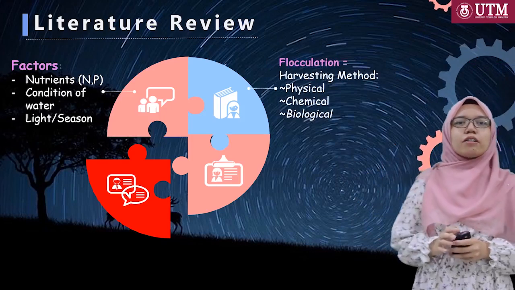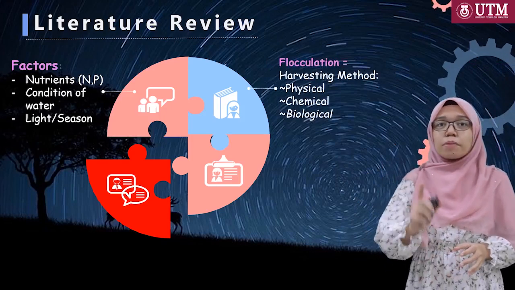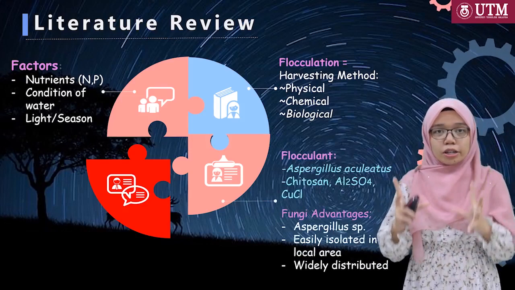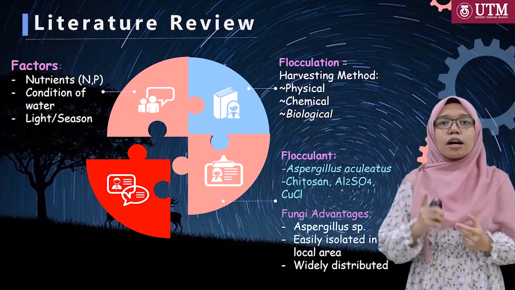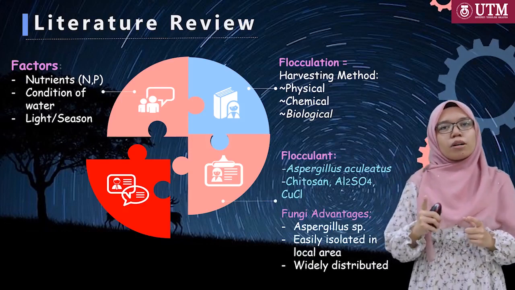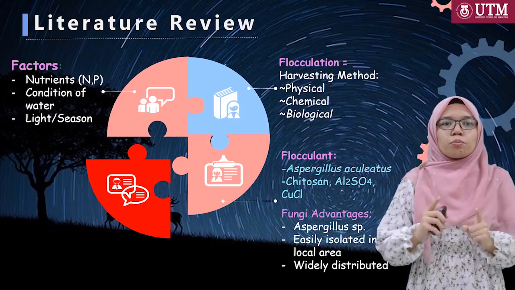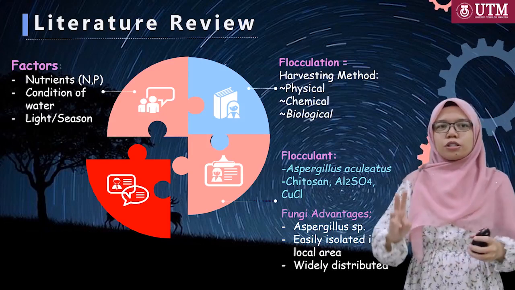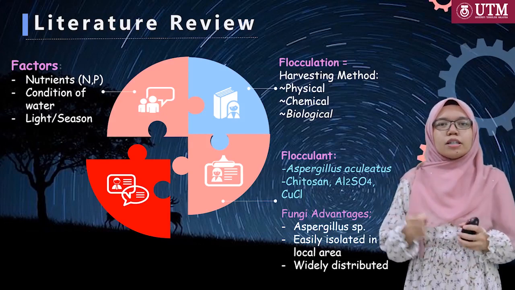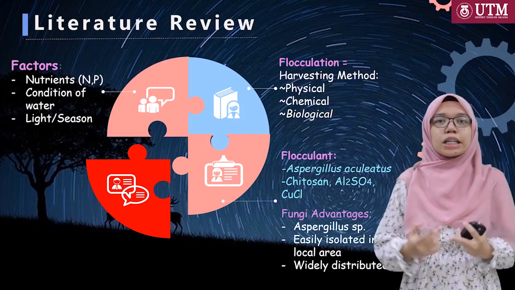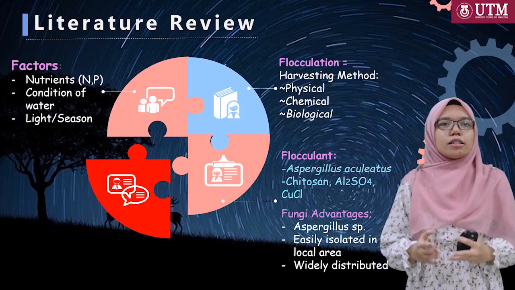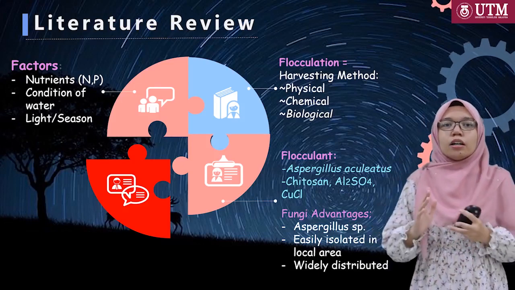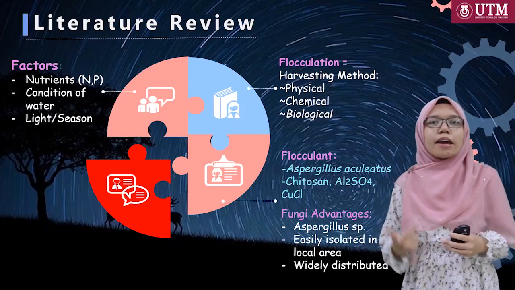As mentioned previously, there are 3 methods of flocculation, but in this project, the fungal biological method is the main focus, while chemical flocculants are used for comparison with the biological method only. So, the biological flocculant used is Aspergillus aculeatus because of 3 advantages, which are: 1, it is from Aspergillus; 2, since it is widely distributed in the local area, thus it is easily isolated. Meanwhile, chemical flocculants are chitosan, aluminum sulfate, and copper chloride.